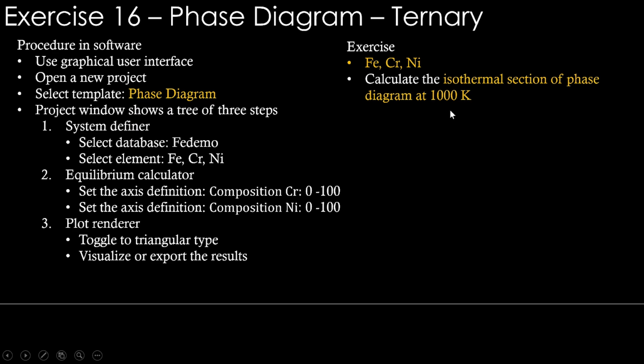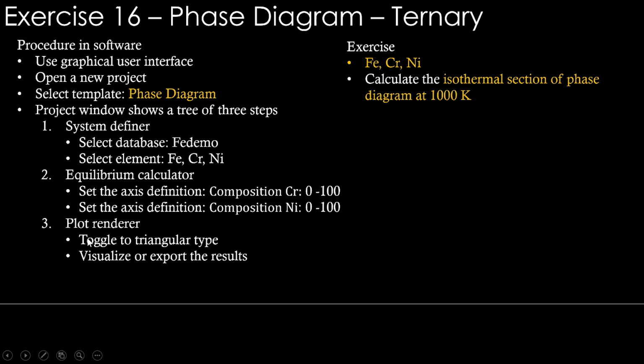Now we will make the same ternary diagram using the phase diagram template. Okay, not the ternary template, the phase diagram template we will use. For that we need to choose the template phase diagram, and then 3 steps will appear, and we have to define the axis now. Okay, the database remains the same. Select elements Fe, Cr, Ni, 3 elements, but in the equilibrium calculator we will see 2 axis definitions possible. We are going to define both of them to be compositions, one for chromium, one for nickel. Iron is going to be dependent. Third element composition value will be dependent.